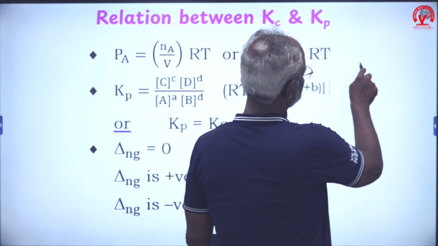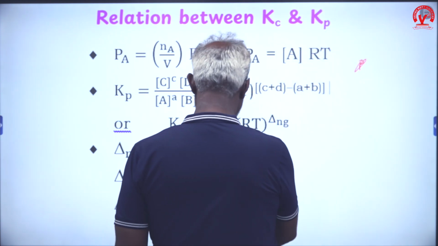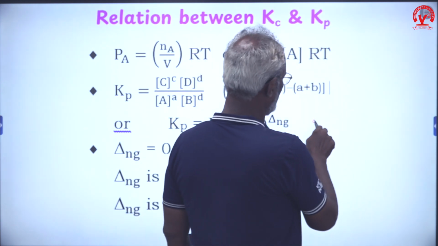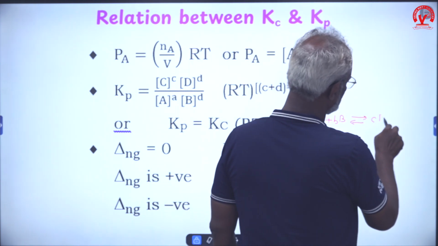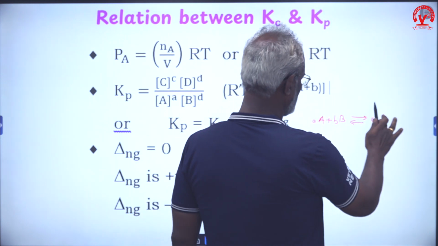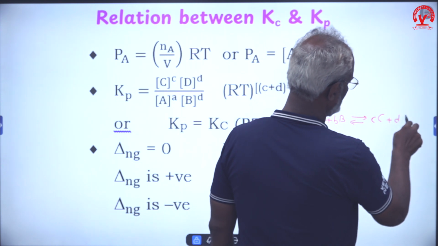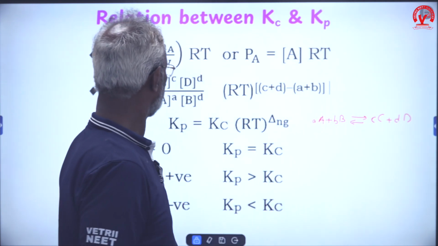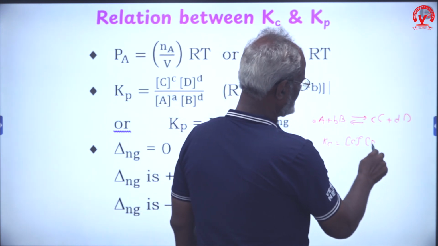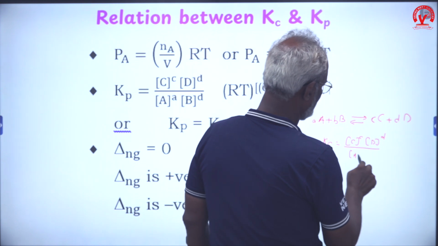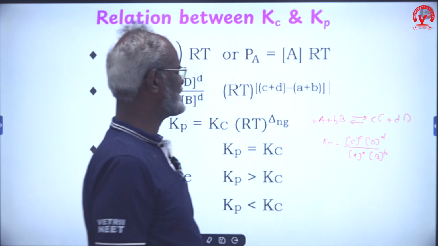Therefore, I take the general example only: a A plus b B, all of them gases, reversibly giving c C plus d D. So Kc is equal to [C] power c, [D] power d, divided by [A] power a, [B] power b. We assume that A, B, C, D are ideal gases.